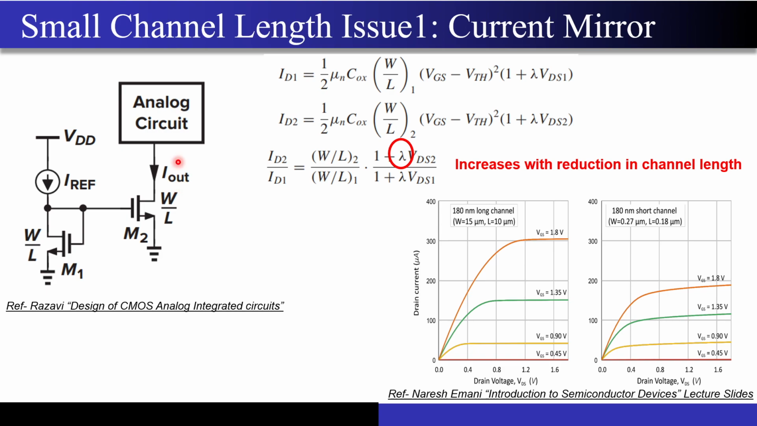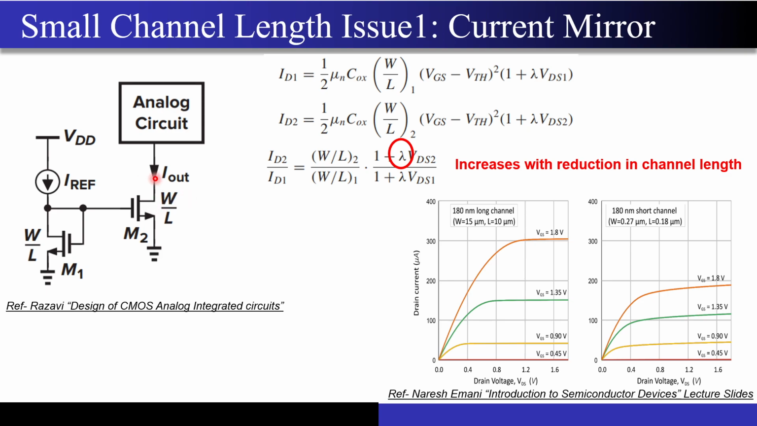Now as you reduce your technology node, let's say from 10 micrometer to 180 nanometer, there is one effect called channel length modulation that I am sure each and every one of you must know. What does channel length modulation mean? What is the MOSFET actually? Ideally, a MOSFET should behave as a voltage controlled current source. Whatever voltage I give between the gate and the source should control the current flowing through the drain terminal.